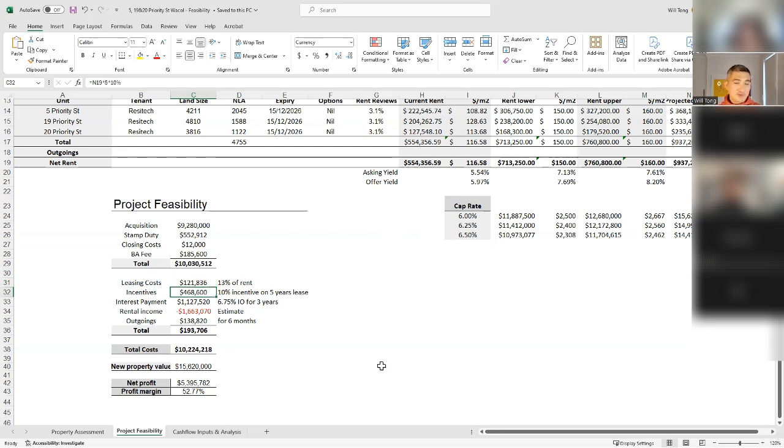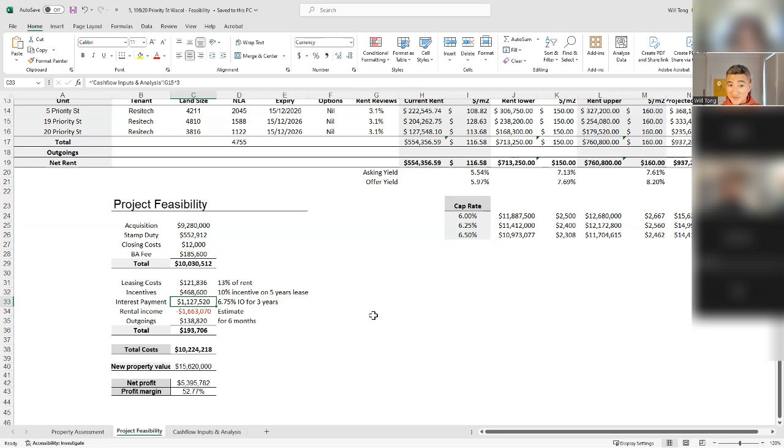Incentives. In the Brisbane market at the moment, incentives are at around that 10% level. So if a new tenant comes in and signs a new 5-year lease, we'll probably need to give them a 10% incentive, and that's what that works out to be. It's basically annual rent times 5 years times 10%, so about $468,000.